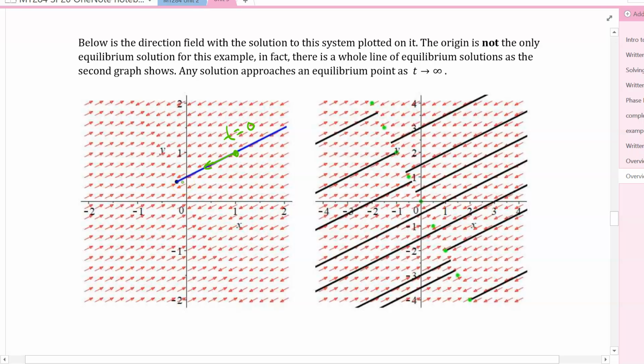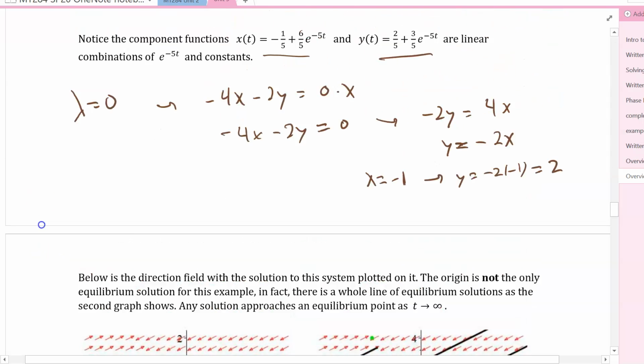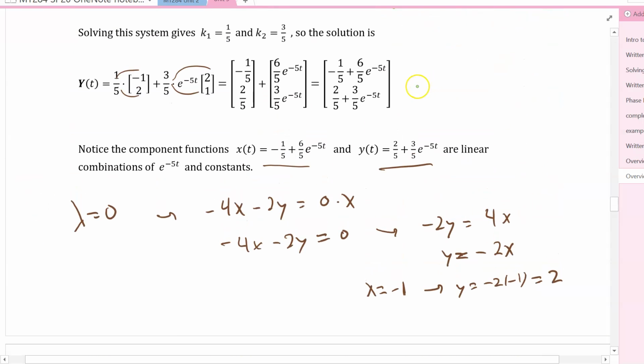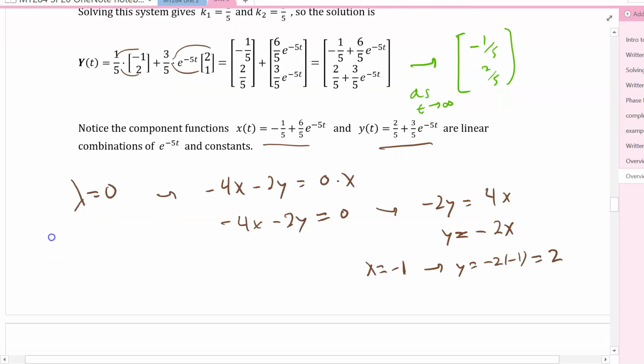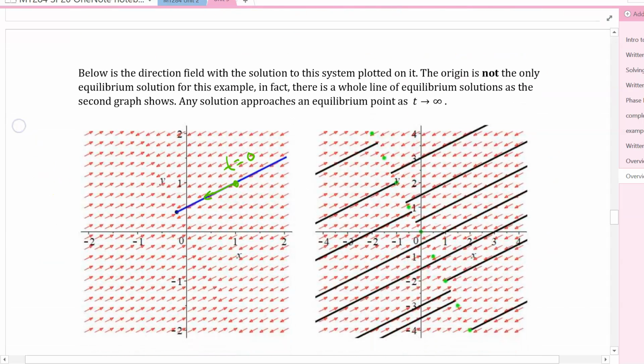Okay, looking back at our solution, let's just look at that for a minute. Once again, what's this going to approach as t goes to infinity? Well, the e to the negative 5t parts are going to go to 0. We're going to approach negative 1/5, 2/5, the fixed vector, as t goes to infinity. Let's just make sure that looks appropriate on the graph. Yep, seems about right. Thinking about your x value versus your y value, negative 1/5 and 2/5 seems reasonable there.